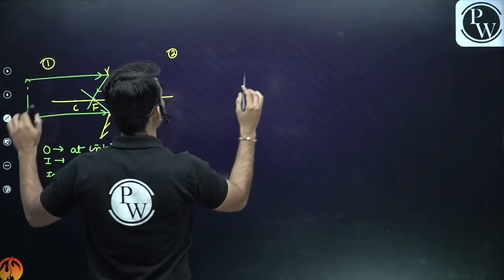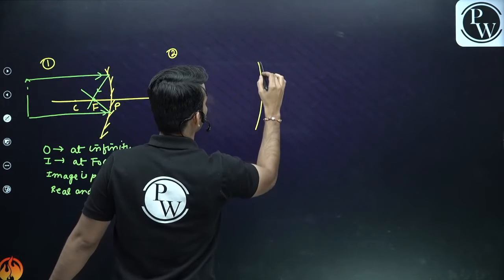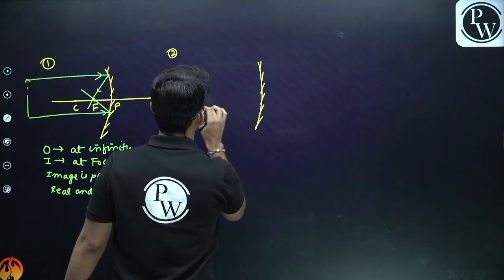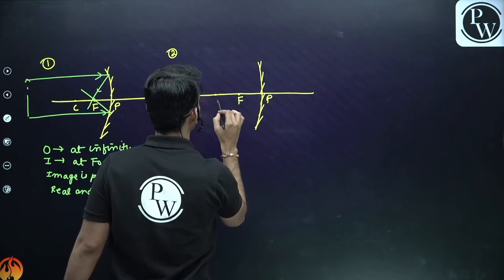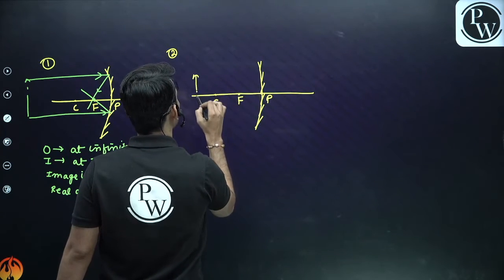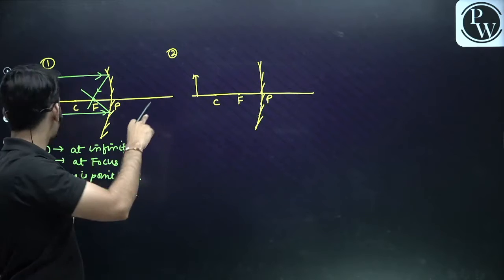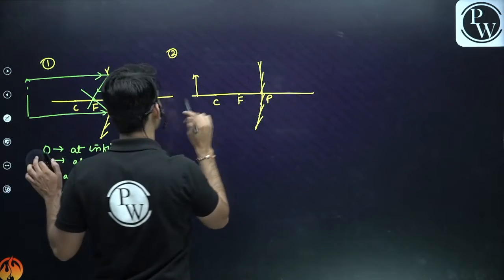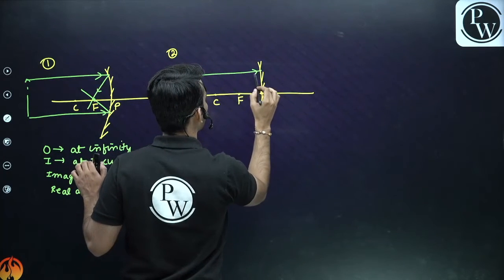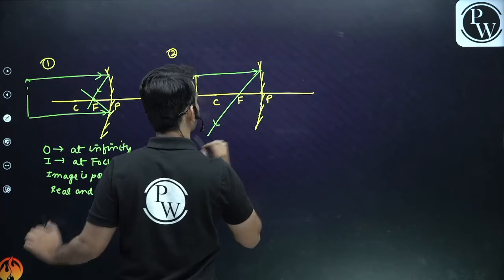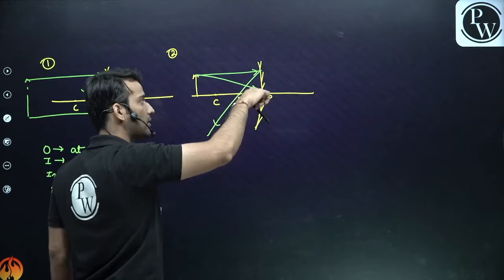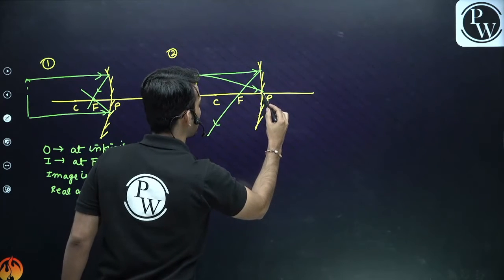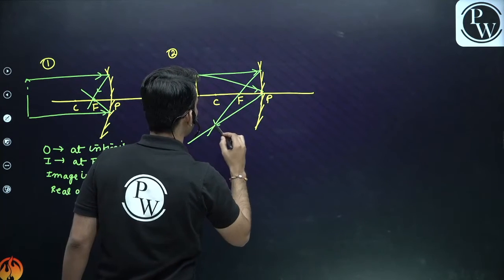Okay. Next case, guys. Draw the concave mirror. This is the pole, this is the focus, center of curvature. Bring the object closer to the mirror. Now this is the object, guys. So first is the ray parallel to the principal axis. It will pass through the focus. The second ray is the ray incident on the pole. So guys, here the ray will meet like this.